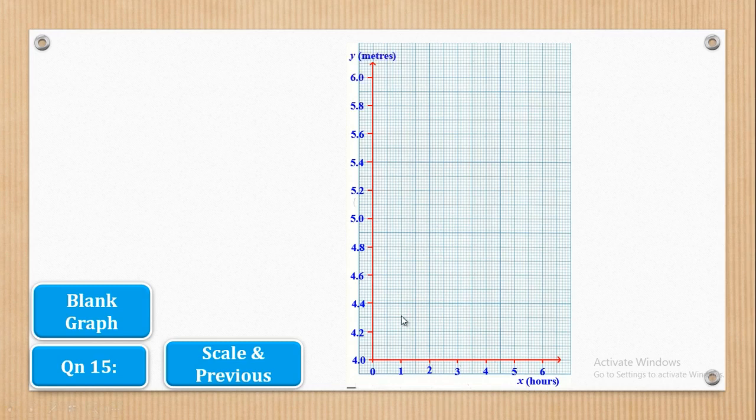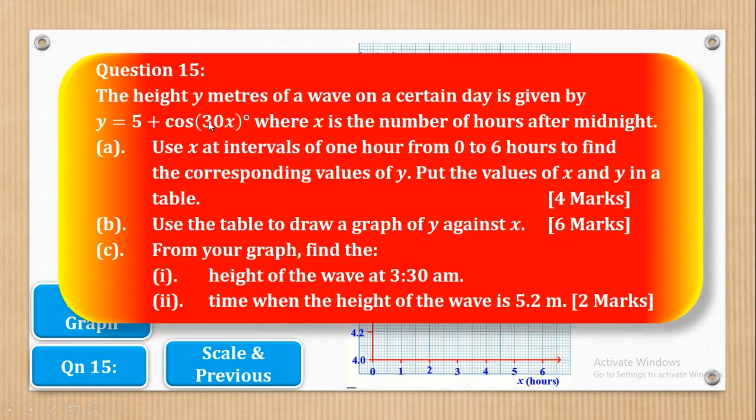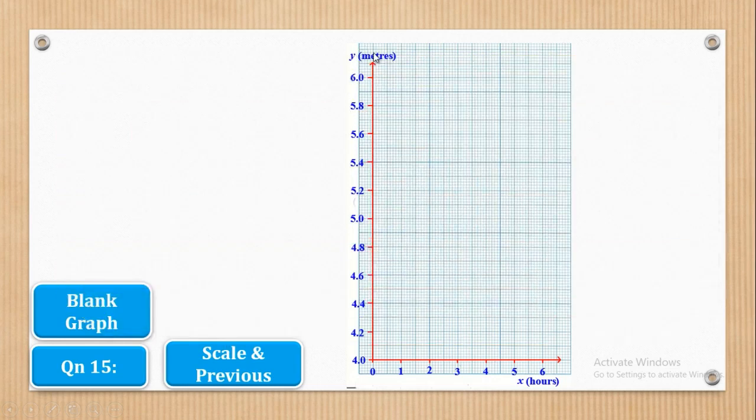So this is now the vertical, and you also have to label it y in brackets meters. So these are the values which were given. I think you can see here y is meters and x is in hours, number of hours. So that's where the meters and hours are coming from.